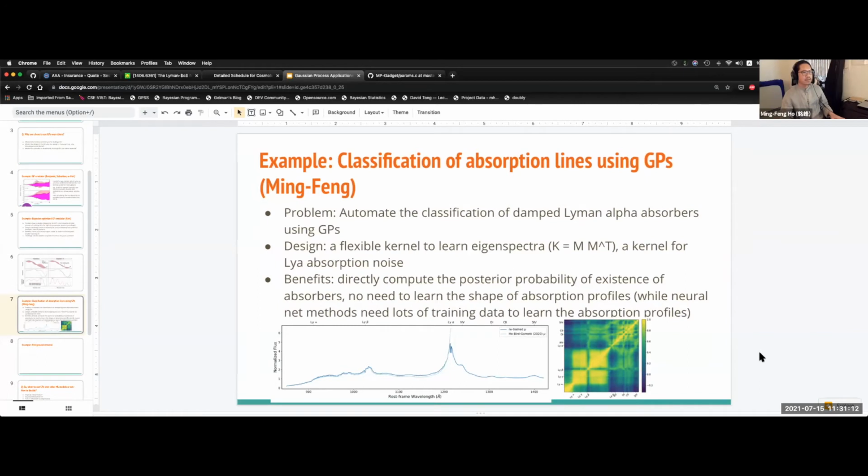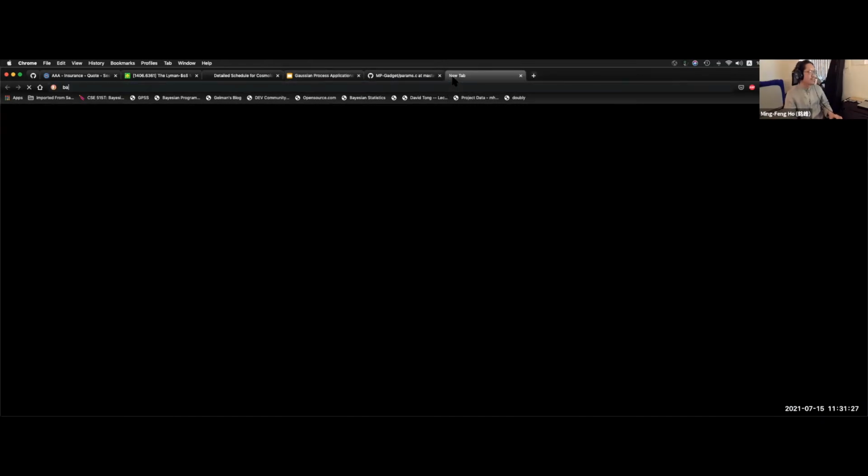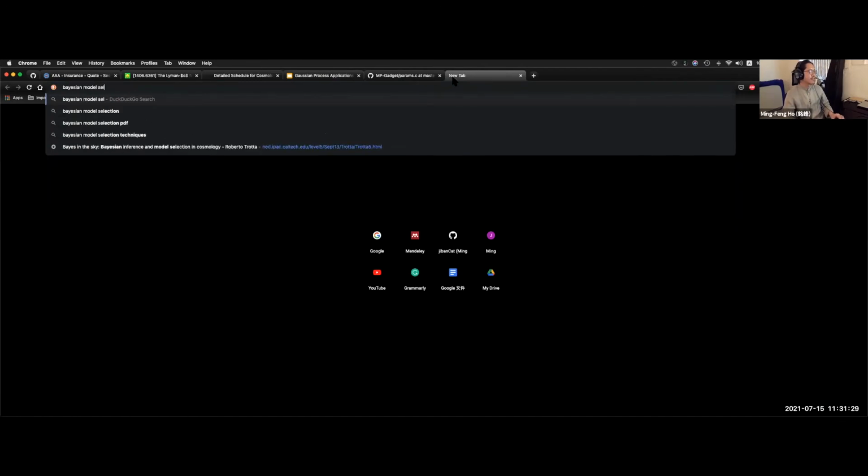Yeah, so the classification is based on the Bayesian model selection. If I'm allowed, I can show what Bayesian model selection looks like.